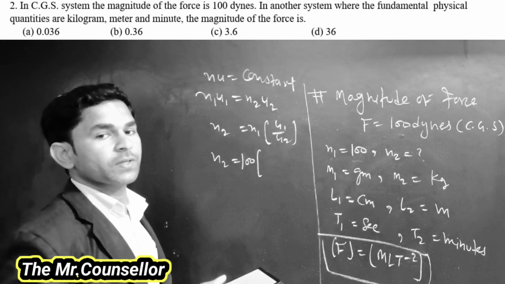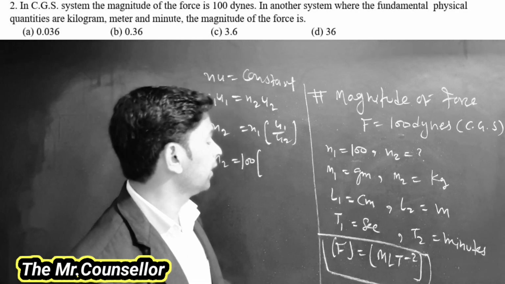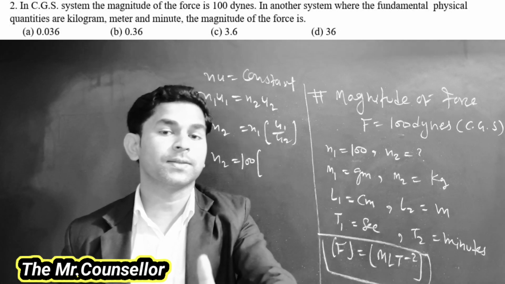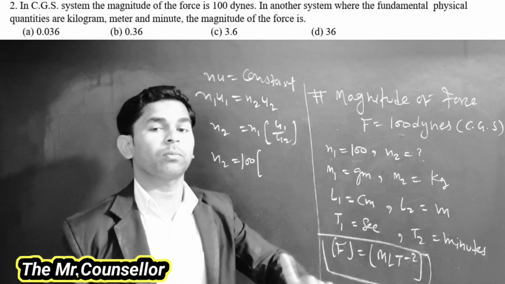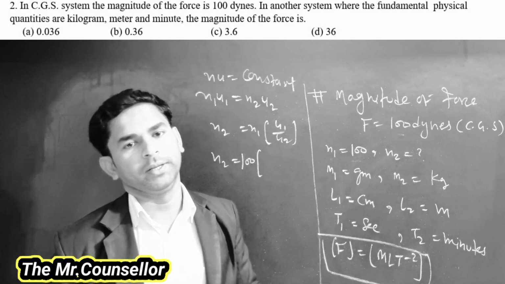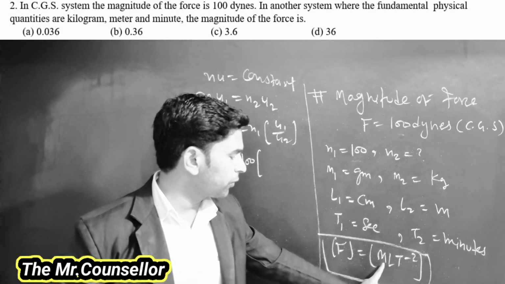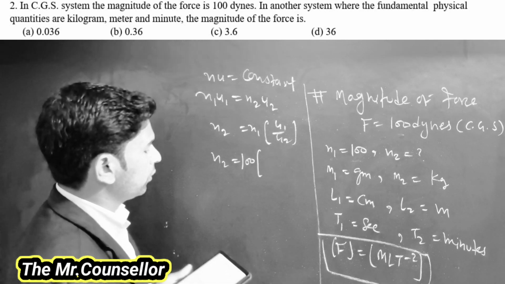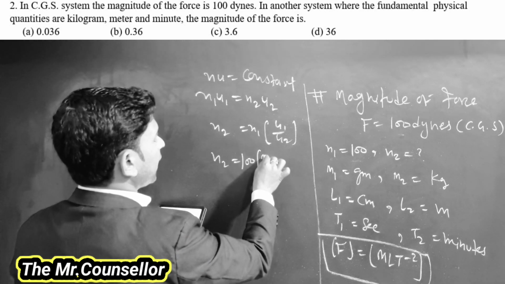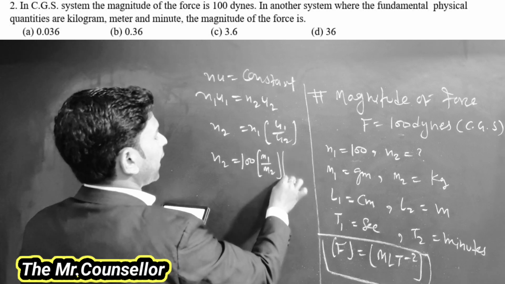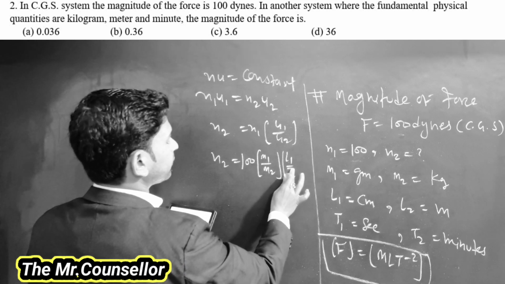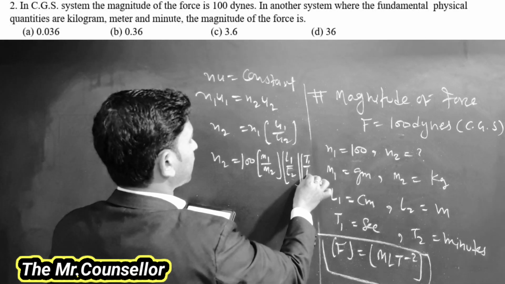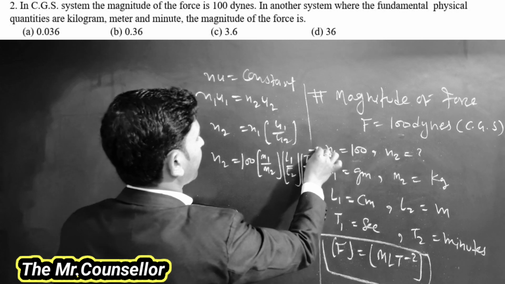Whenever you are going to convert from the first system of units to another system of units, you will first see which type of physical quantity is given. You will write the dimensional formula of that physical quantity. So for force, MLT minus 2, according to this you need to mention M1 upon M2, L1 upon L2, and T1 upon T2 power minus 2.